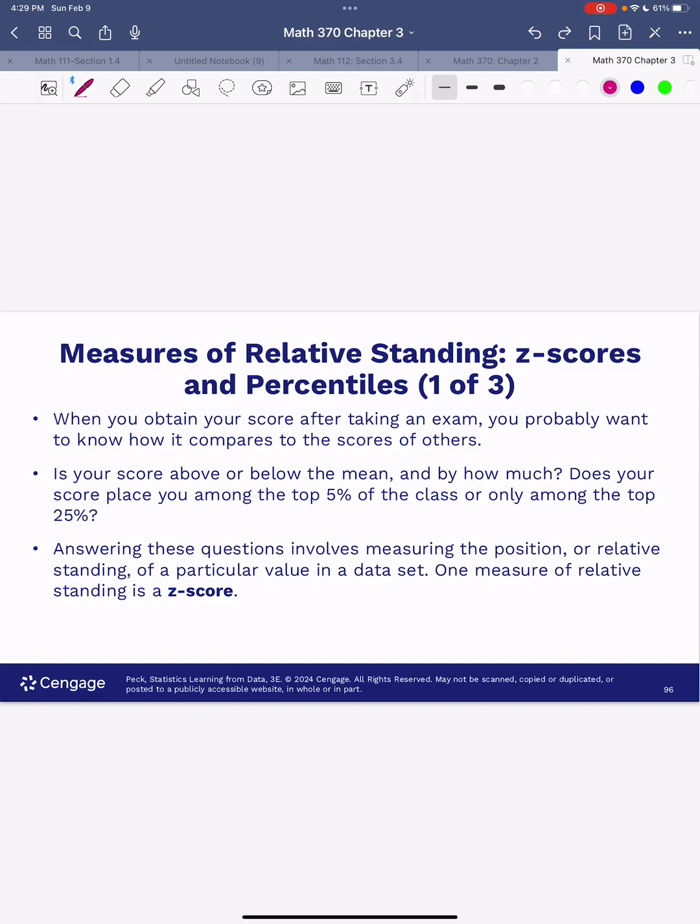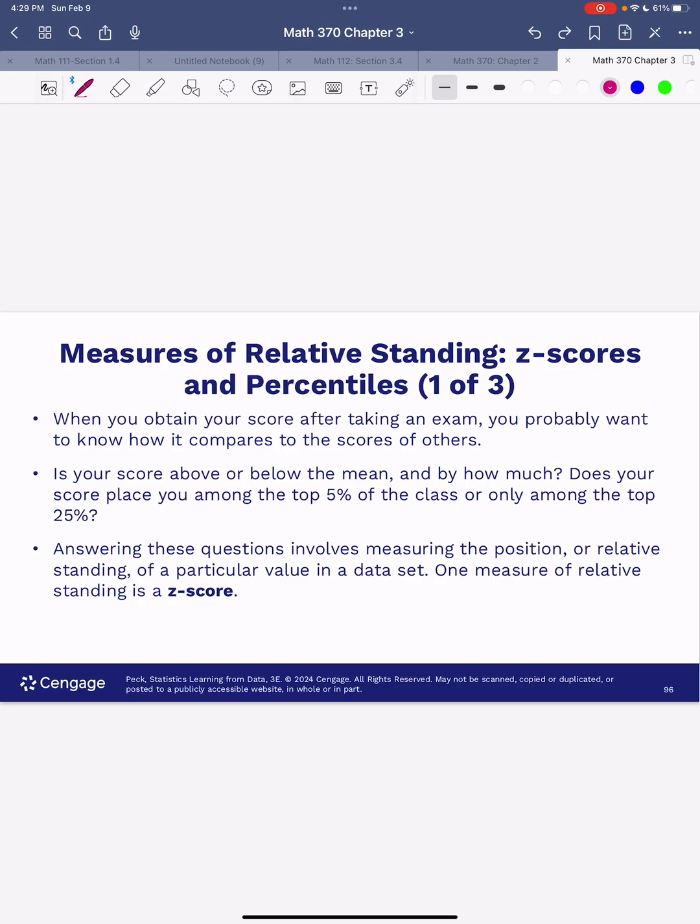So maybe we're looking at an exam score and we're trying to figure out how our score compares to others. If our score is below the mean, we might want to know how far below. Are we in the top 5%? Are we in the lower 5%? We can talk about percentiles with this as well, but let's just start with the z-score.